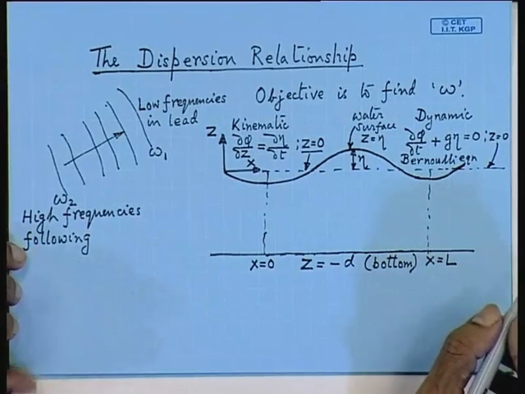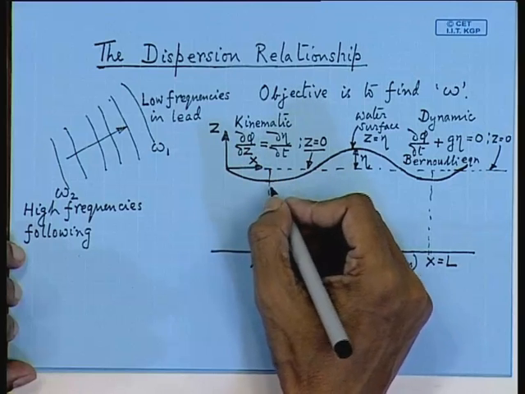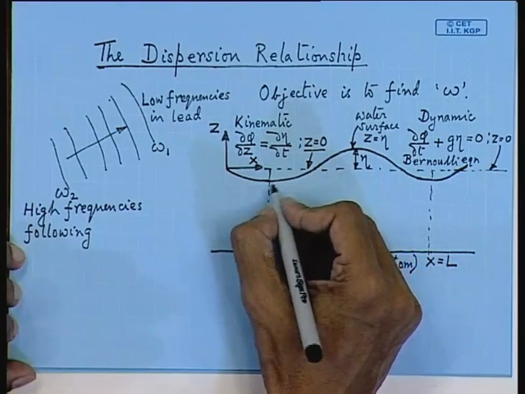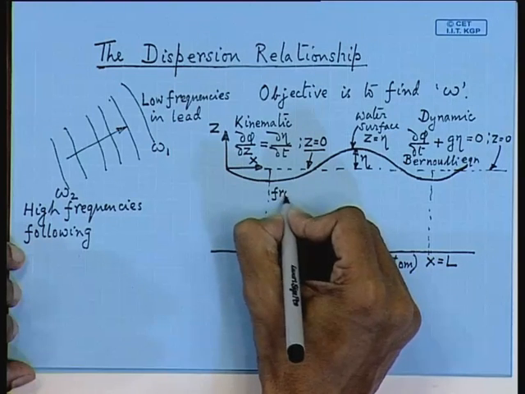Now, inside this you write down the equation for the Laplace equation. This you have got from mass balance.